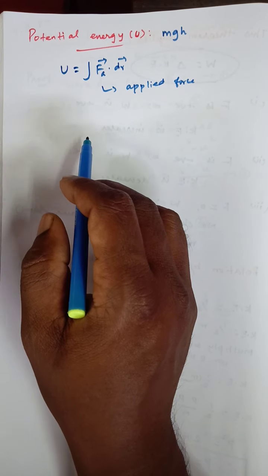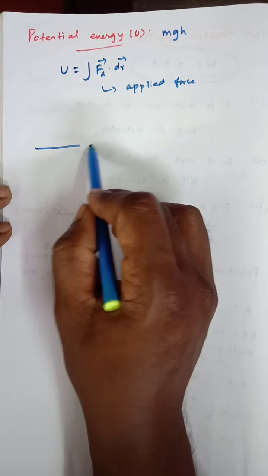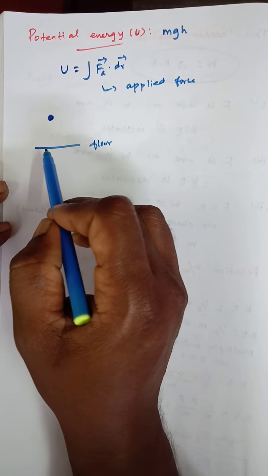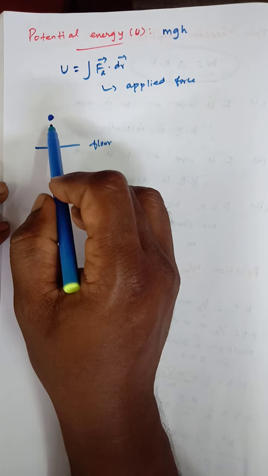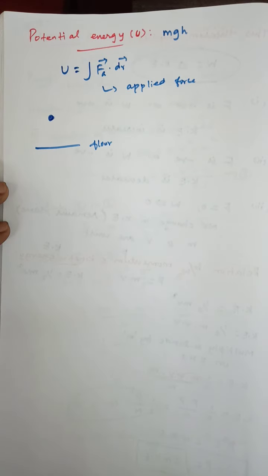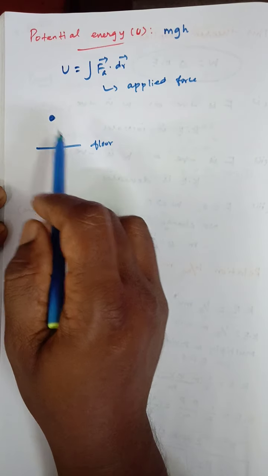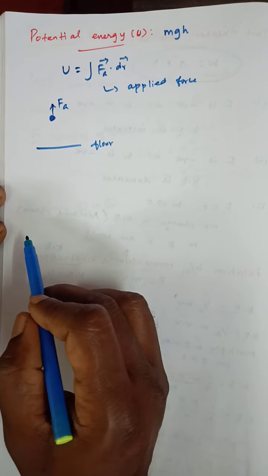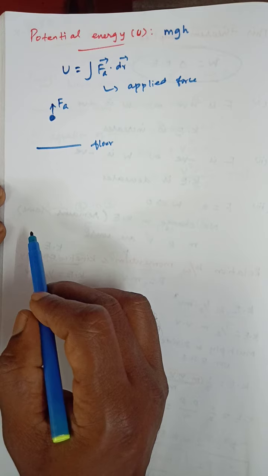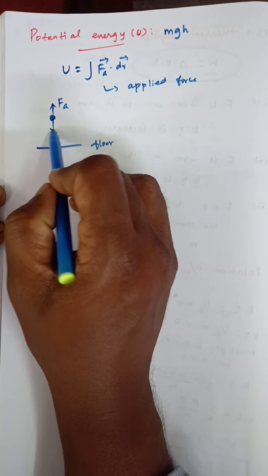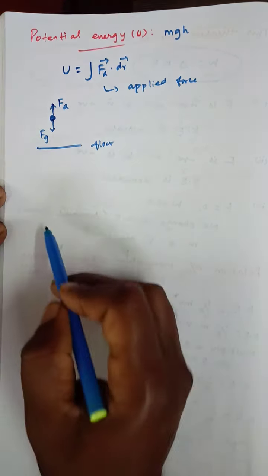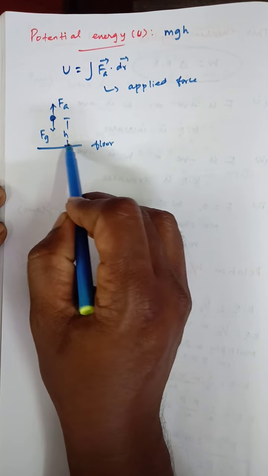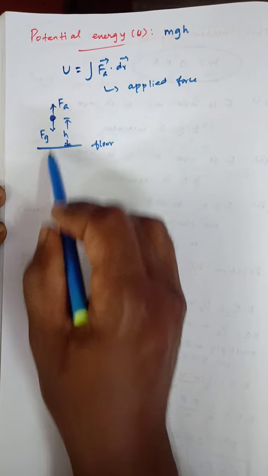Okay, now we have to find the potential energy near the surface of earth. Near the surface of earth means above it. So considering this is a floor, considering the object here, the applied force is acting upwards. So the applied force acting upwards, that is Fa. Due to gravity, the force is acting downwards, so we write Fg acting downwards. It's the gravity force. So the object is placed above the floor at a certain height, that is h. So h is the height of the object from the floor.